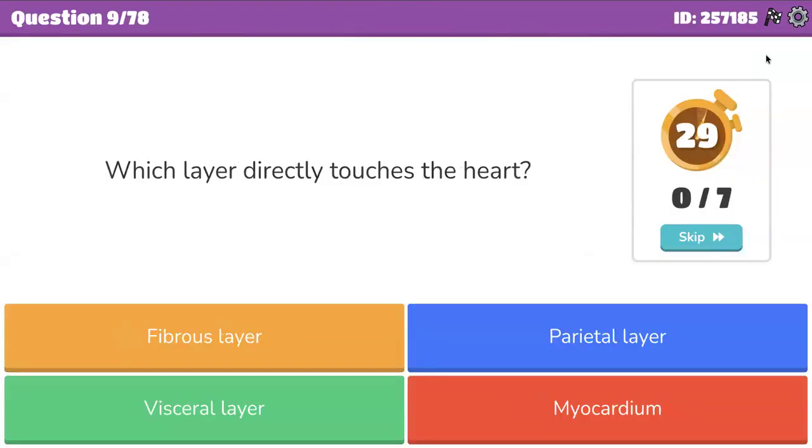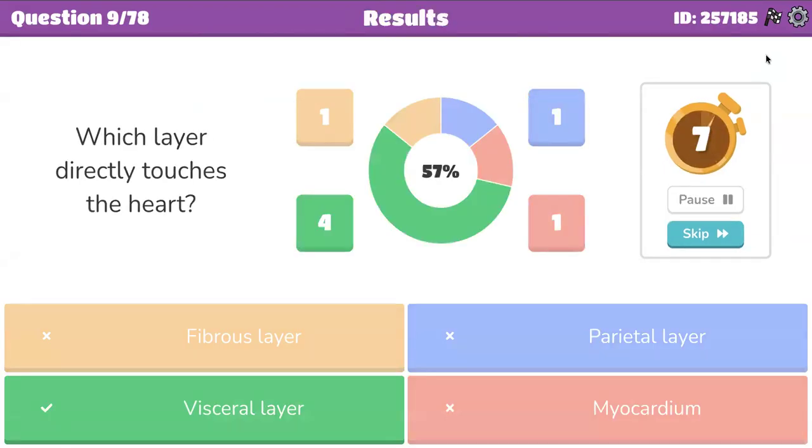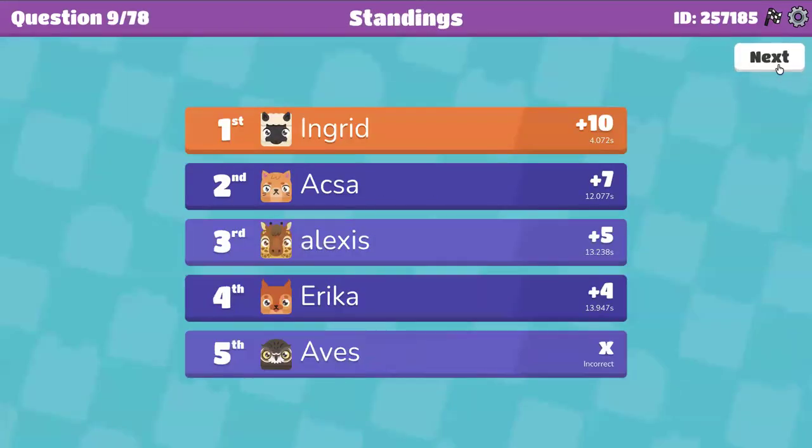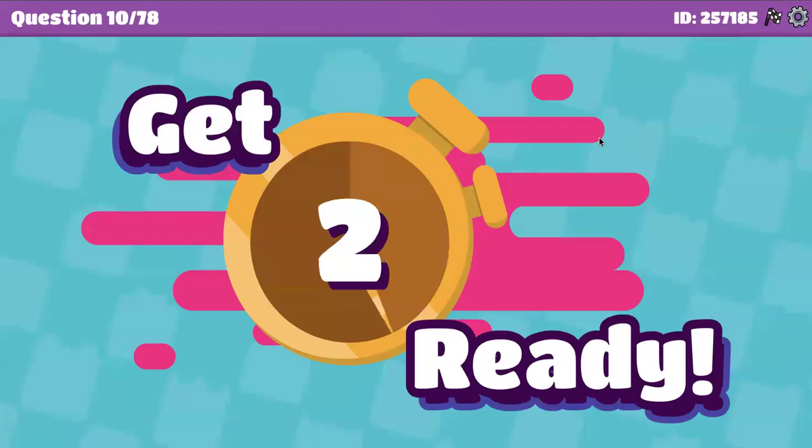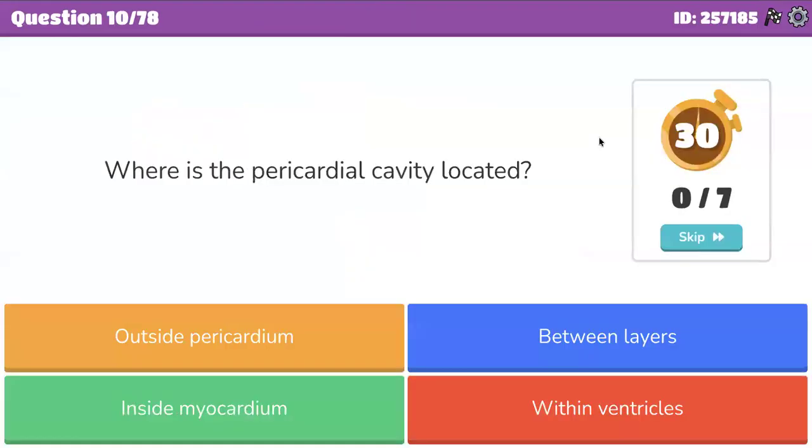Which layer directly touches the heart? Is it the fibrous layer, the visceral layer, parietal layer, or the myocardium? Yes, it's the visceral layer. Fibrous layer is the one furthest from it, like we talked about earlier. Visceral means organ, and that's usually the one next to the organ, so the visceral layer.